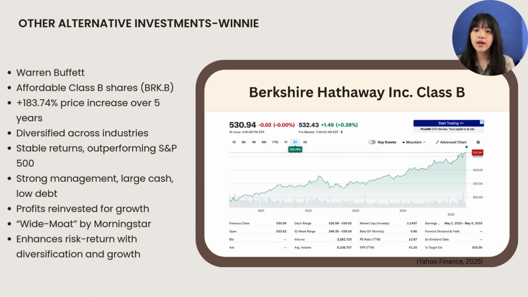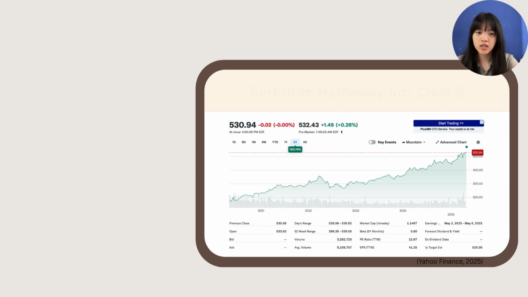According to Yahoo Finance, Berkshire Hathaway's 5-year annualized return has surpassed that of the broader S&P 500 index. Morningstar also rates Berkshire as a wide-moat company, indicating strong competitive advantages and lower investment risk. In conclusion, adding Berkshire Hathaway Class B shares to an investment portfolio not only diversifies risk but also ensures stable long-term growth backed by a well-managed and financially robust company.